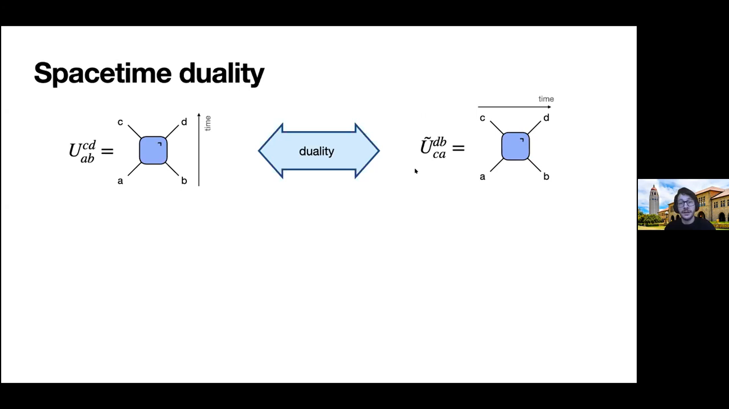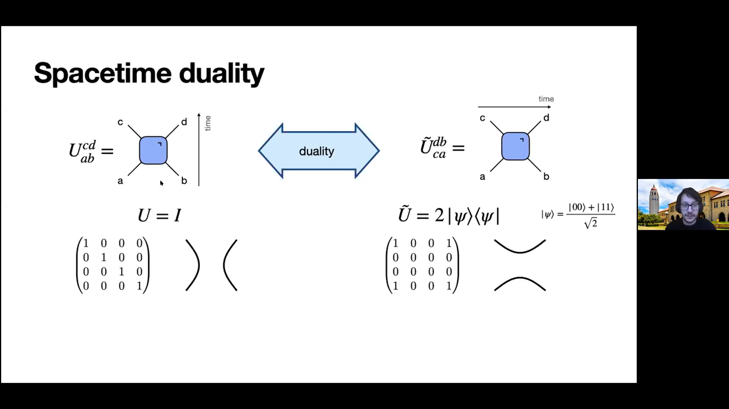So I'll give an example. Consider the identity, which we all know the entries of the identity matrix. You can also represent it as these two qubit world lines, which are entering your gate and simply moving forward without talking to each other. If you flip it on its side, it turns out that the particular reshuffling of entries gives you this matrix here, which has rank one because it only has one independent column. And up to a factor, this is a projector on this Bell pair state, 00 plus 11.